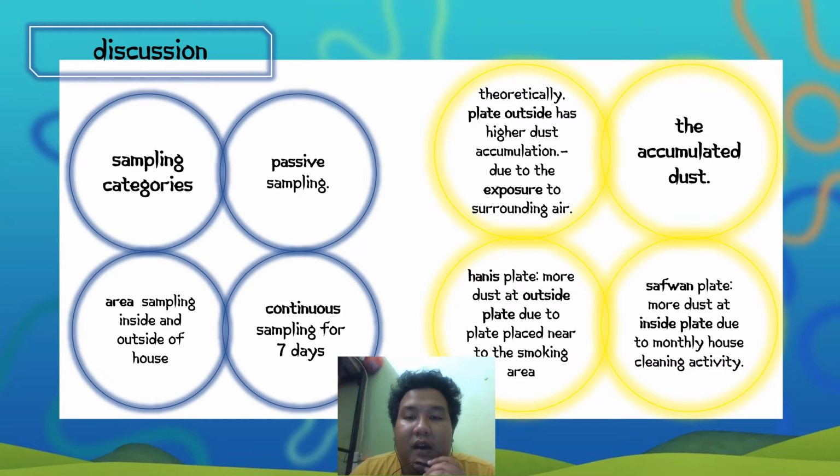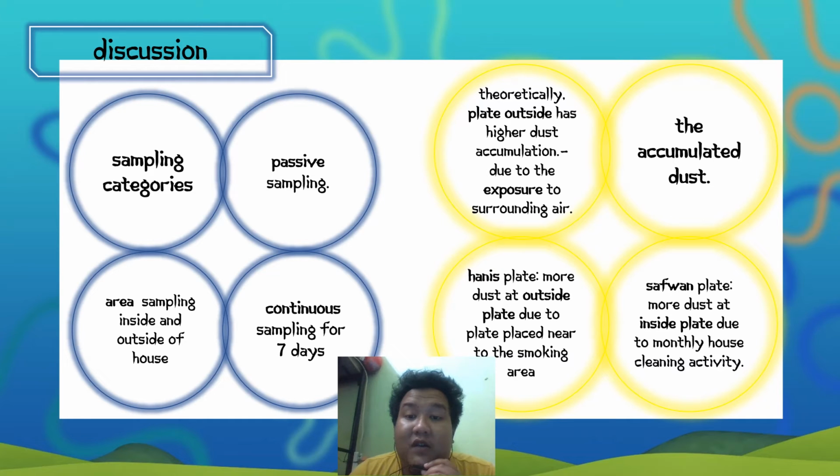Theoretically, the outside plate should have more dust due to the exposure of the surroundings. This is proven by Honey's outside plate, which has more dust accumulated.